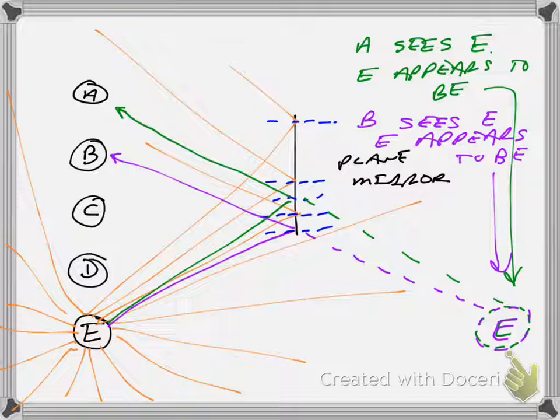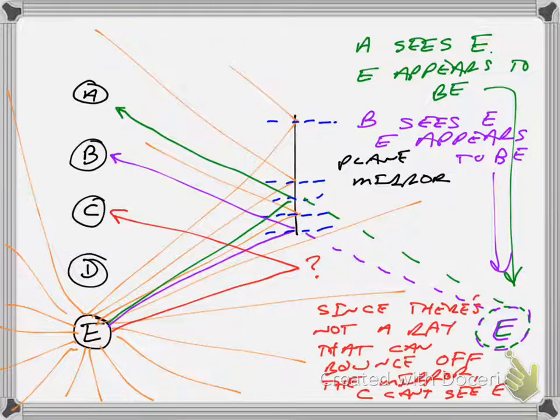But now look at this. What about student C? Is there a light ray that can bounce off of student E, hit the mirror, and then, following the law of reflection, hit student C in the eye? And the answer is no. There's not a ray that can both bounce off the mirror and go from student E to student C, and therefore student C cannot see student E in the mirror.